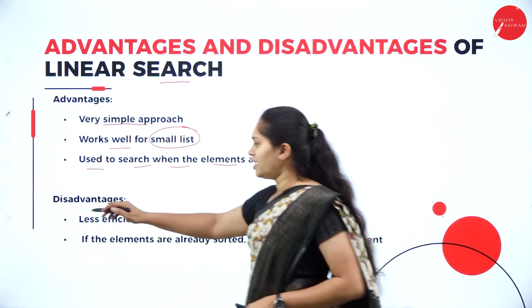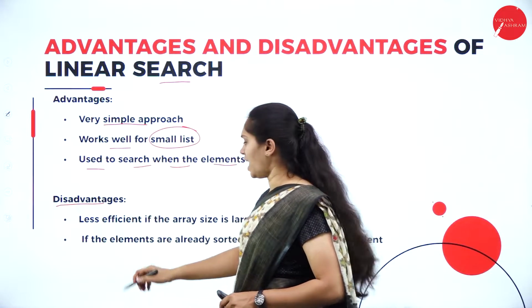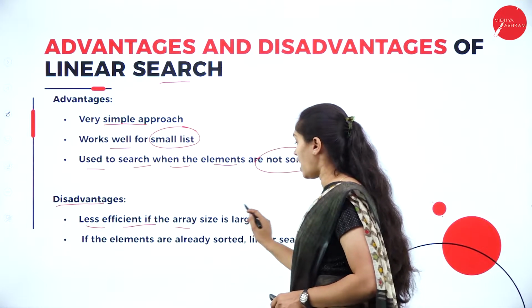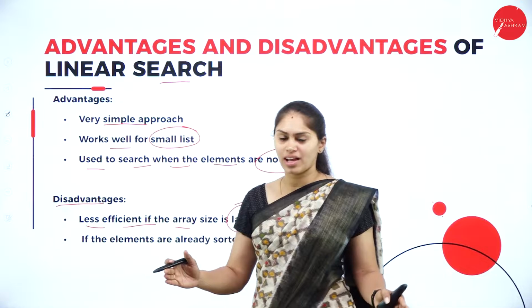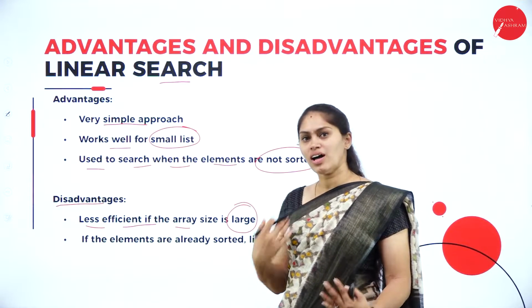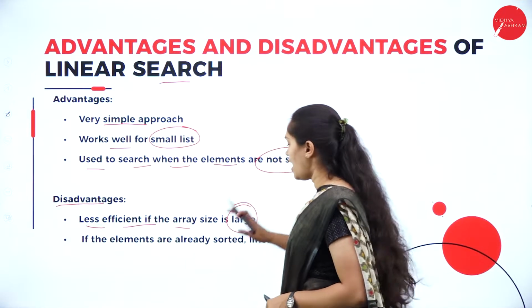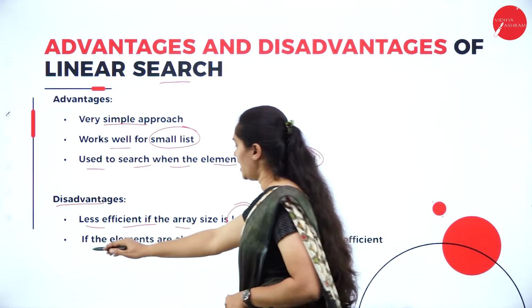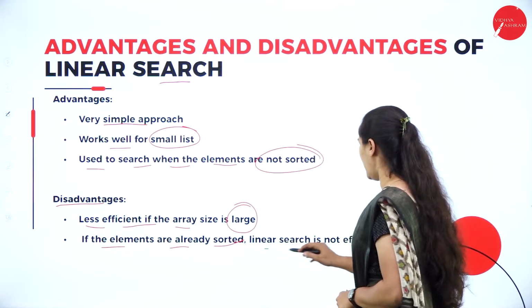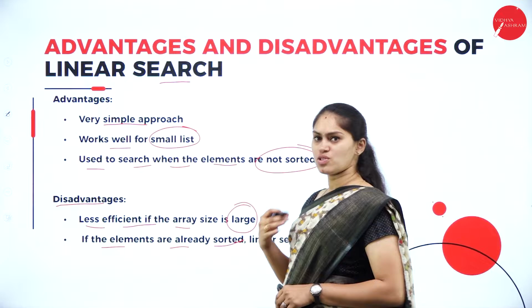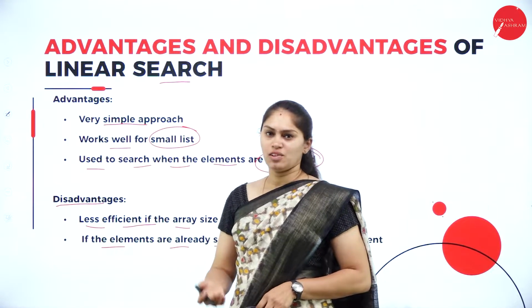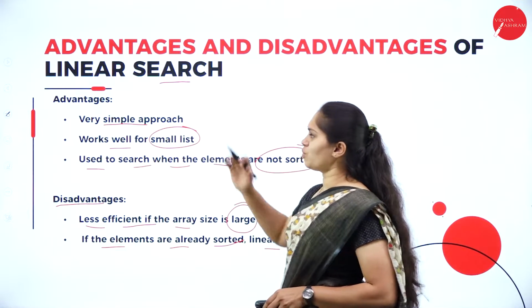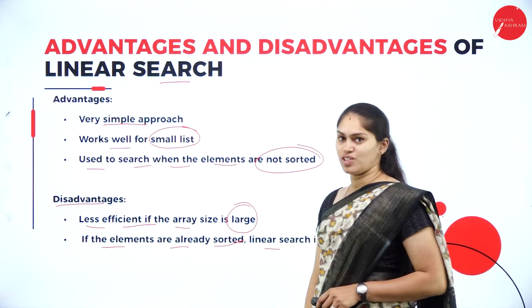When it comes to the disadvantages, it is less efficient if the array size is too large. As I told earlier, if there are lakhs of elements, then the comparison of all the elements is somehow difficult. At that time, it is not so efficient. If the elements are already sorted, linear search is not efficient. If it is already sorted and you are searching for a particular element, then it would not be so helpful. This is what linear search or sequential search is.